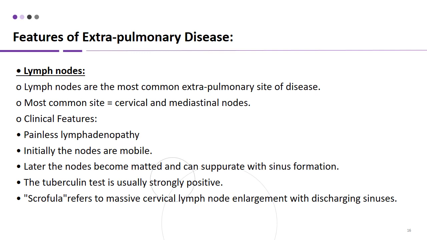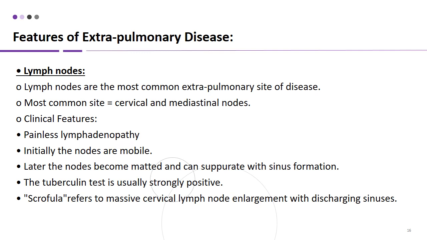The lymph nodes are the most common extrapulmonary site of the disease, and the most commonly involved are the cervical and mediastinal lymph nodes. The clinical features may include painless lymph node enlargement. Nodes will be mobile initially, then they become matted and can suppurate with sinus formation. The tuberculin test is usually strongly positive.